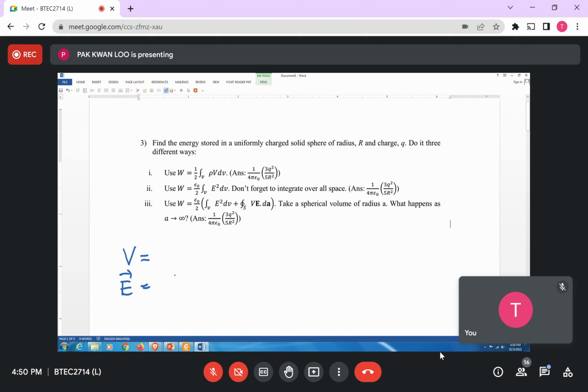So E should be Q divided by 4 pi epsilon naught r squared, right? In the r cap direction. And V, I will say, is Q over 4 pi epsilon naught R. Yep. Okay, so this 4 pi epsilon naught R squared, yeah?